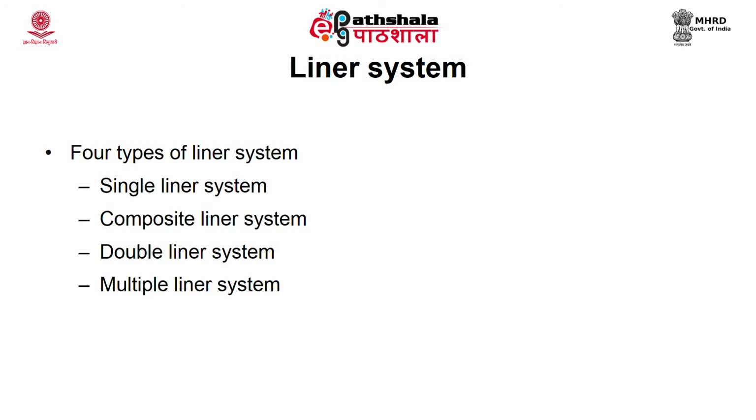One is your natural liner material, the other one is your synthetic liner material. It will have a leachate collection system and some sort of geotextile or geonet will be there. So, all these put together will form a liner system. Now, a liner system is subclassified into four types: single liner system, composite liner system, double liner system, and multiple liner system.